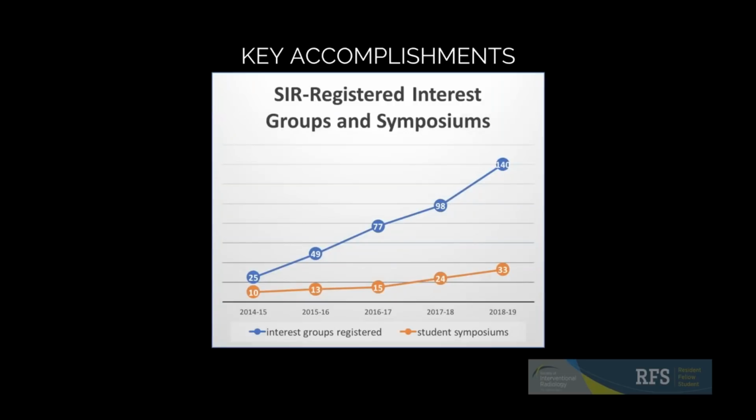Key accomplishments. One of the main things that we monitor numerically is the number of interest groups that are registered with the SIR-MSC, as well as we've also started measuring the number of symposiums that are hosted by students, organized by students that relate to IR. The blue line is the line charting the number of interest groups registered. As you can see, it's been on a steady incline to match along with the interest in IR that has been increasing nationwide in medical students.